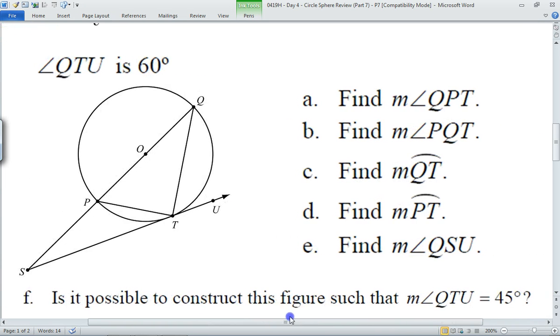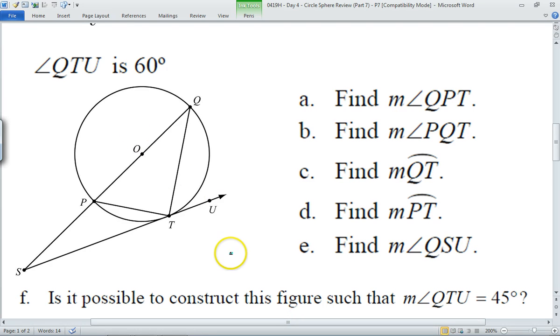Okay, looking at problem number 3. We are given that angle QTU is 60. So let's see, where is that? QTU.